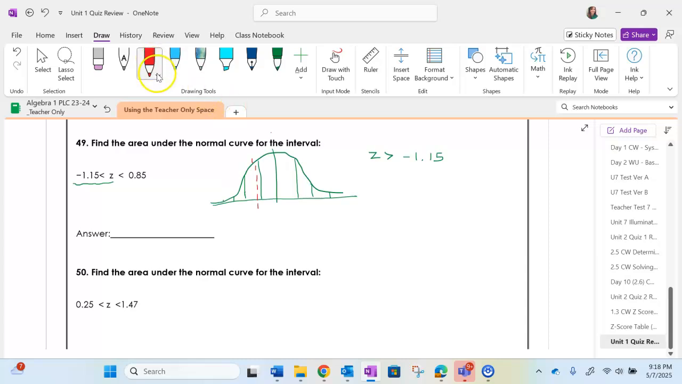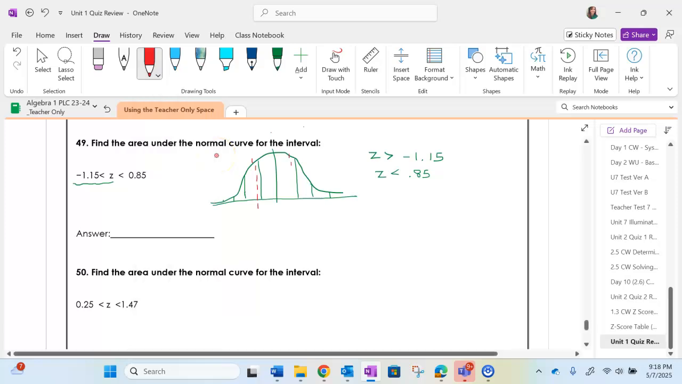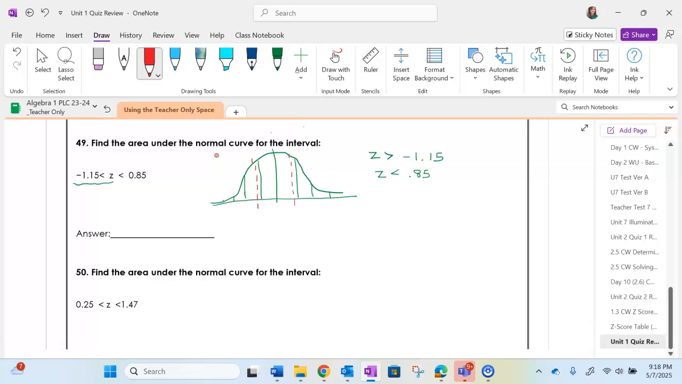Okay? But now I'm going to do the other one, that Z is less than 0.85. So again, I'm going to take my red color and I'm going to do almost to 1 standard deviation. So I need to know all this in between. Well, wanted to erase. All that in between. Doesn't like me doing that. Let's see if I can do it this way. Okay, it seems to be okay with that.